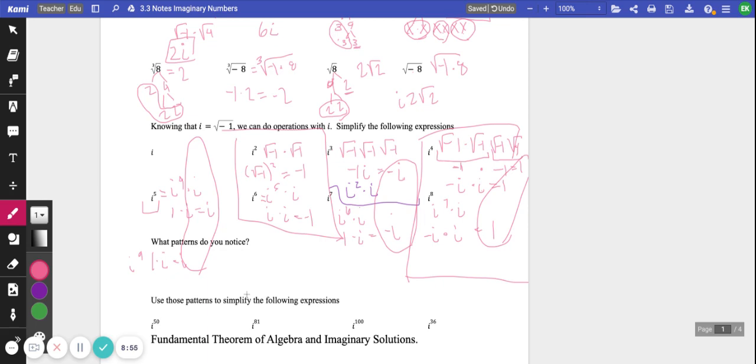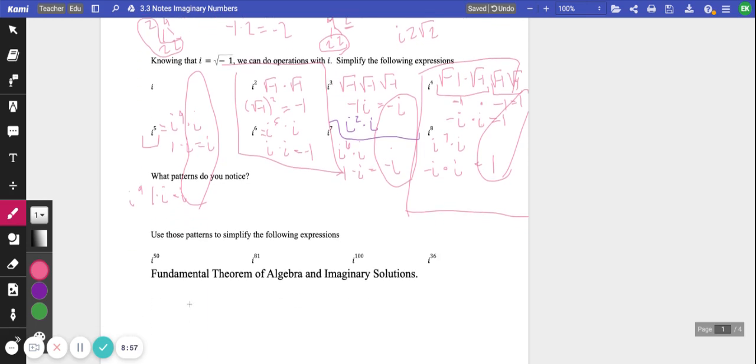So let's see how we can simplify some of these ones. So i to the 50, that's an even number. Is 50 divisible by 4? No. So that means it's going to be like an i squared pattern. So this is going to equal -1. Or another way I could write it out is I'm now going to have i to the 25th squared.